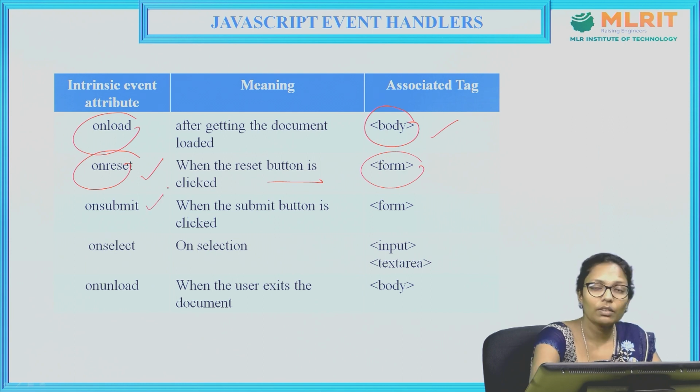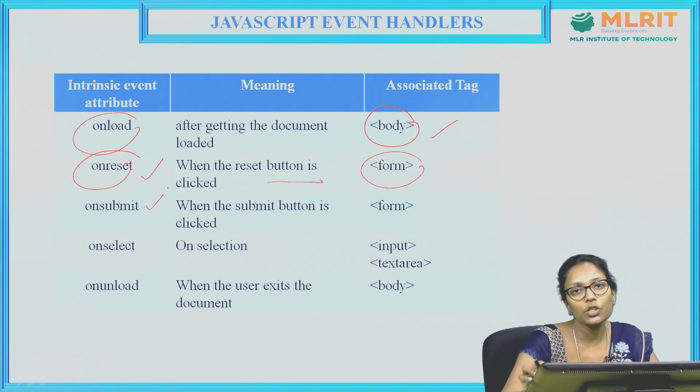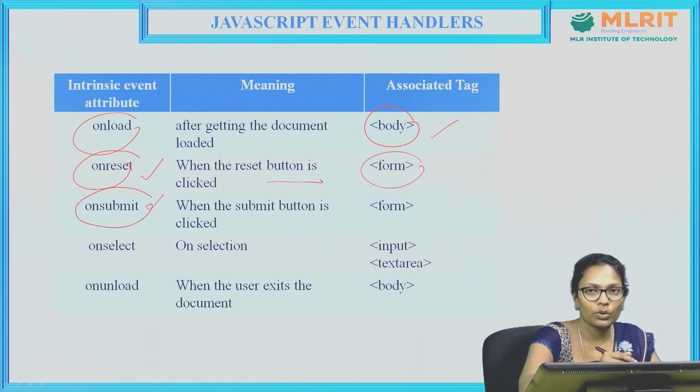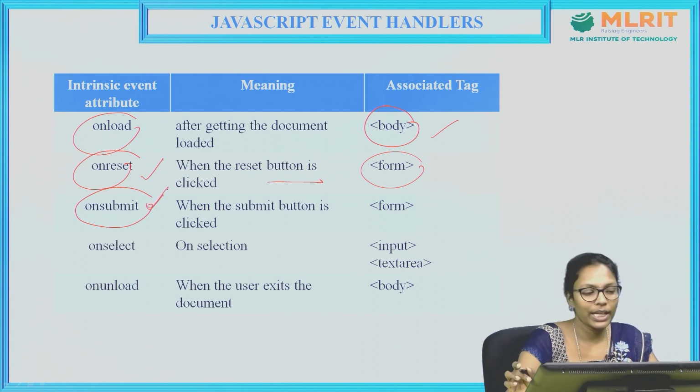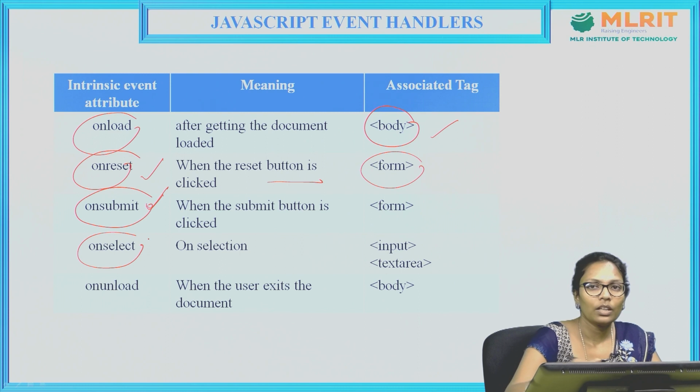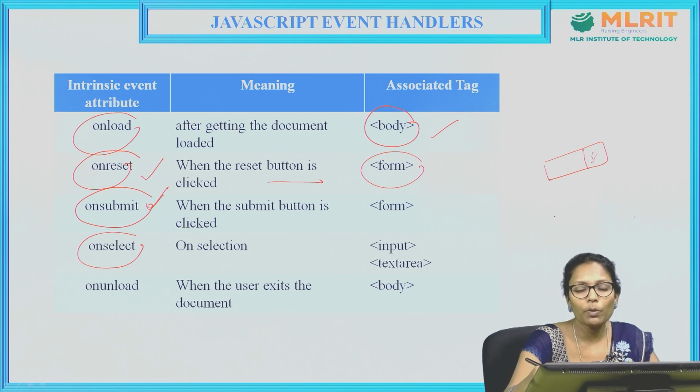Onsubmit. Whenever you click on the submit button, it's not every button, this is only for onsubmit. Whenever you click only on the submit button, then onsubmit will be executed. We know submit is different from a normal button. Whenever you click on submit, only then this onsubmit will be executed. Onselect: you have what we call a selection box, right? In that selection box, if you select any of the options, then this onselect will be executed.